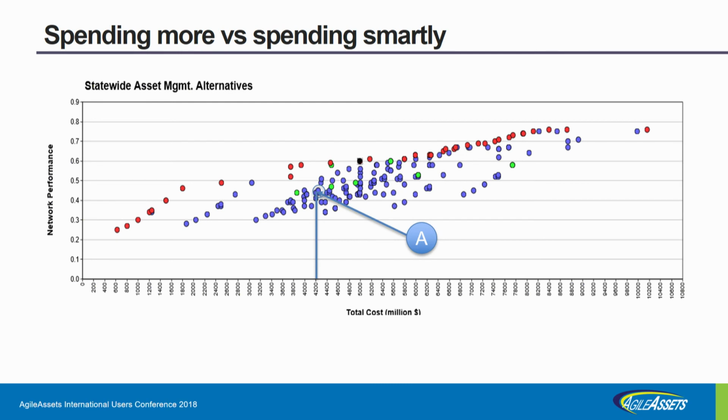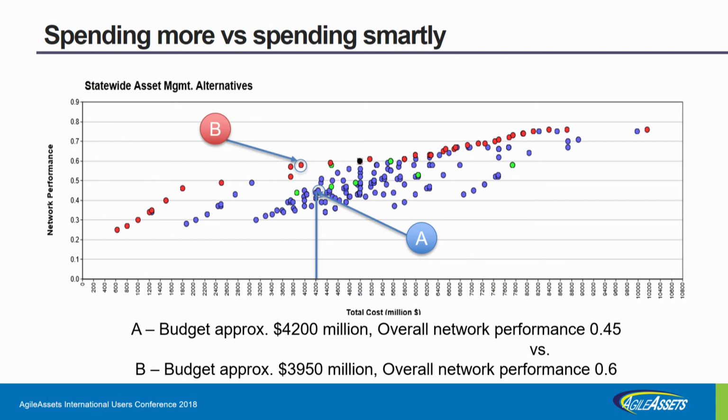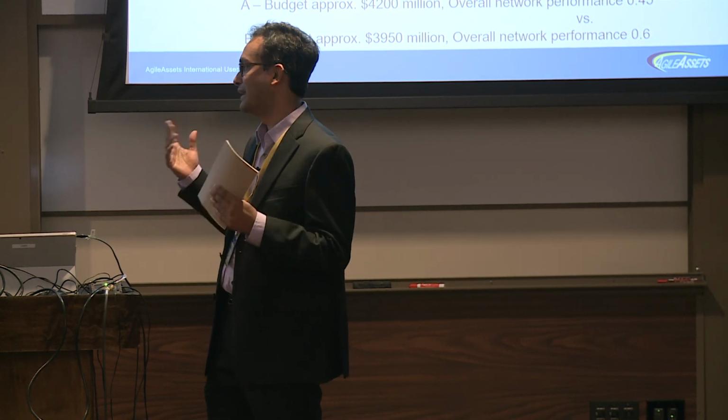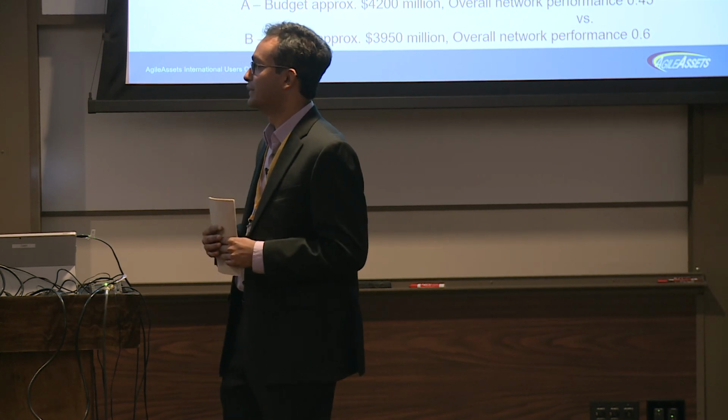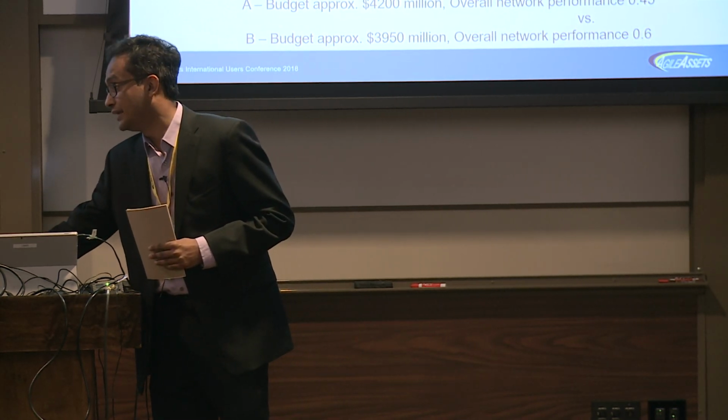Let's say the point is A, and let's take a look at what is there. Let's go back one more step just to show you right here. Okay, so point A is right at $42 million, that is our budget, and overall network performance is 0.45. But I see there is a point on the efficient frontier, point B, which is lower in cost, $39.50 million, and overall performance is 0.6. So that seems really appealing to me. I'm thinking, okay, I might go to point B instead of point A because that gives me better network performance.